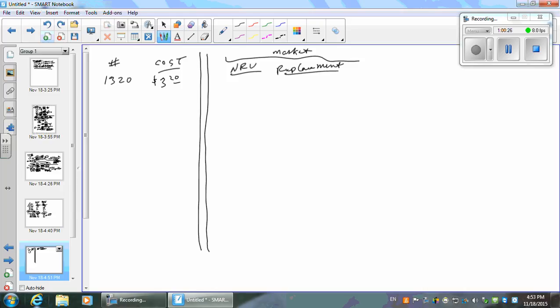If the market value is going way down, the replacement cost might be less than that net realizable value. Does that make sense? It could even be less than the other one. What is the other one? Net realizable value minus normal profit.